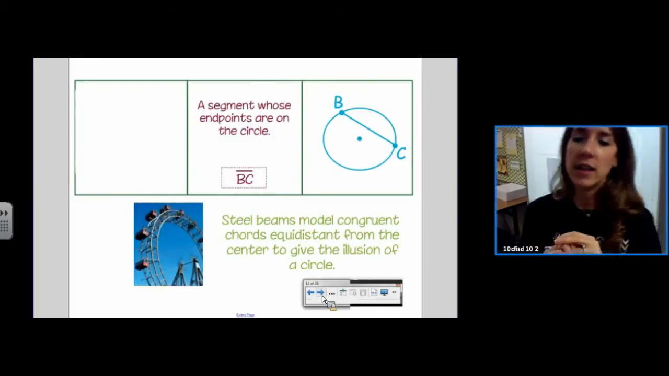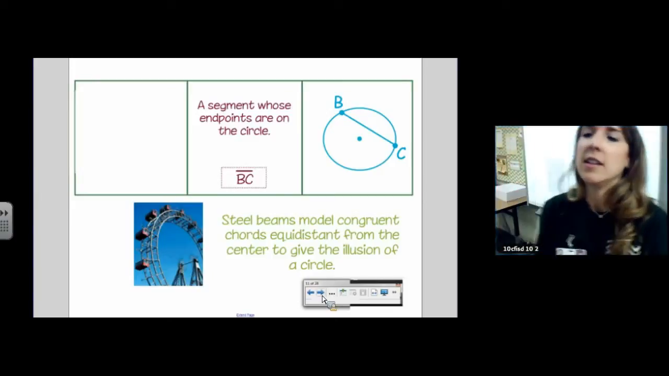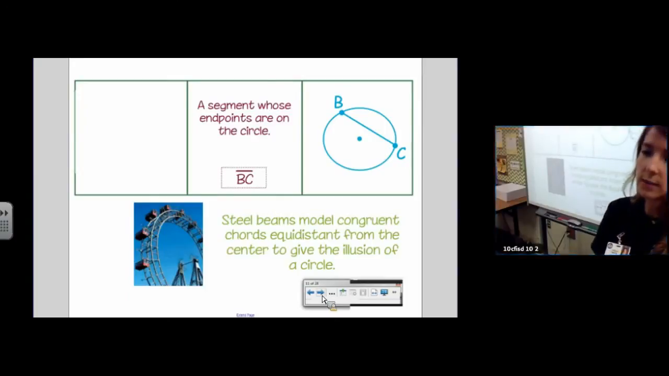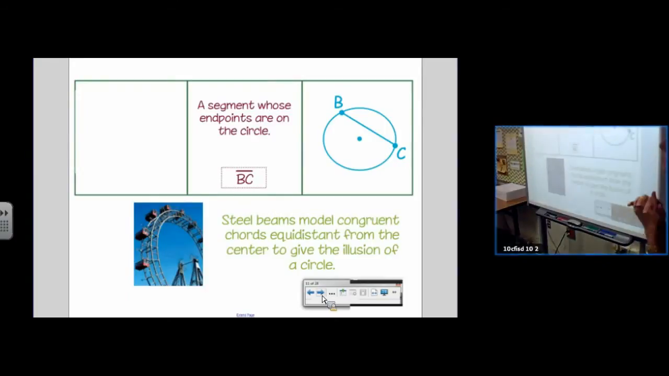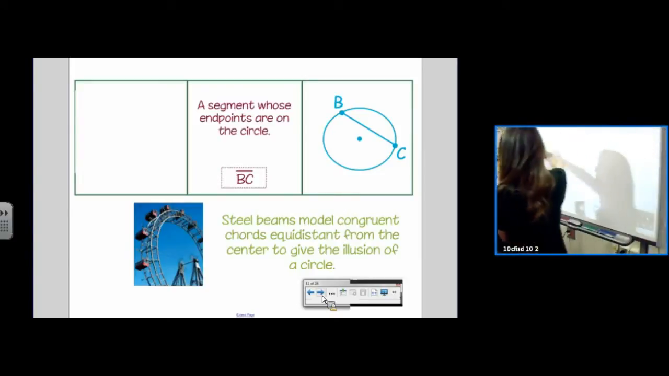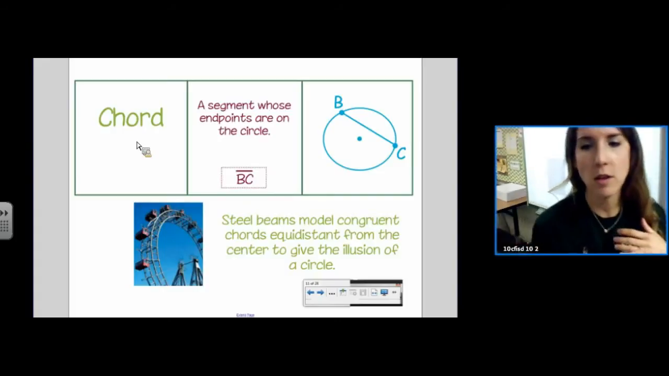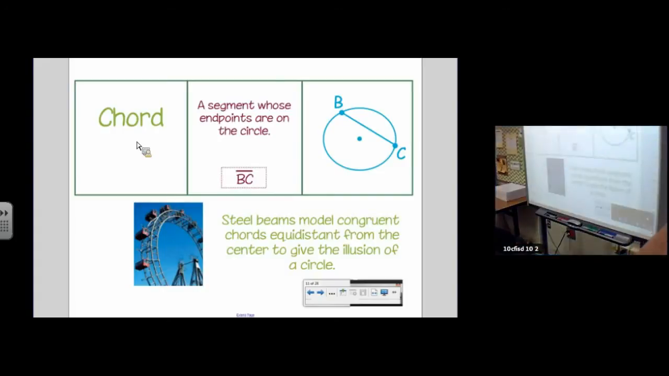Okay, new word alert. Go ahead and read the definition to yourself. Go ahead and draw the picture, and then we'll talk about what this word is. All right, a segment whose endpoints are on the circle. This is a new word. That word is chord. That word might be familiar to you if you're into music. A chord.